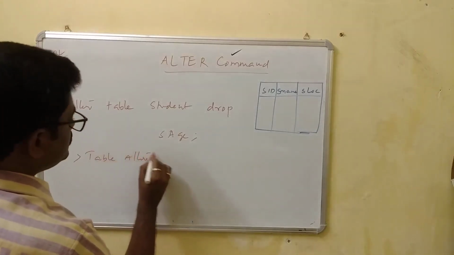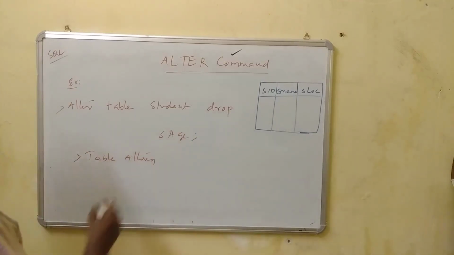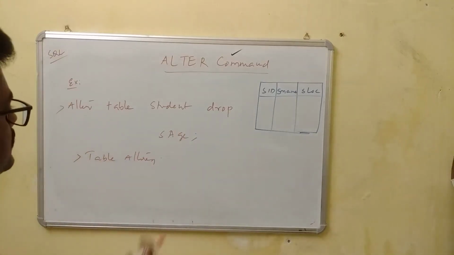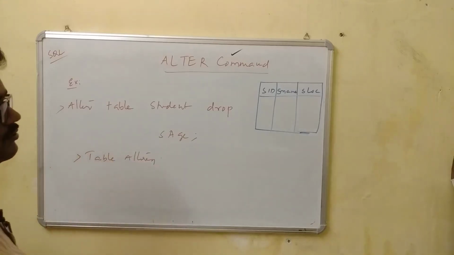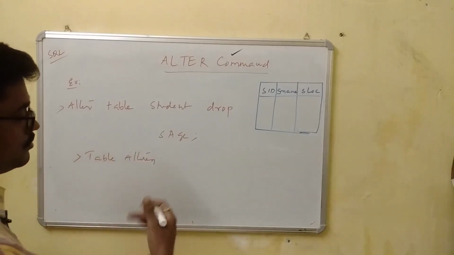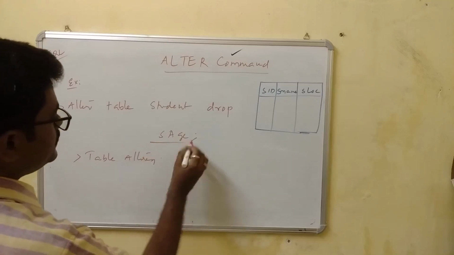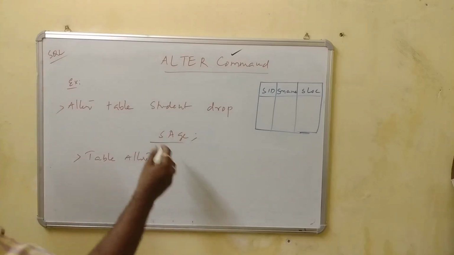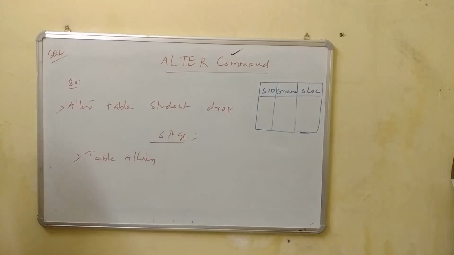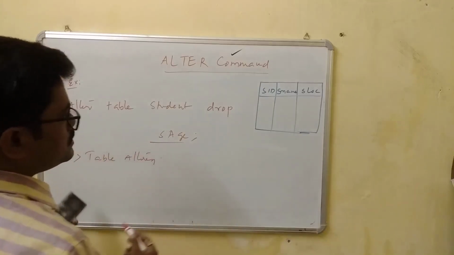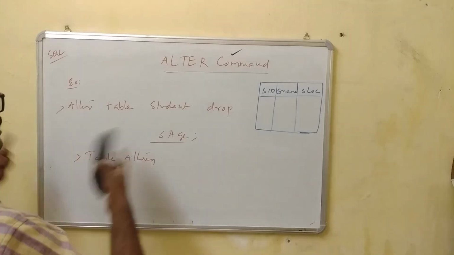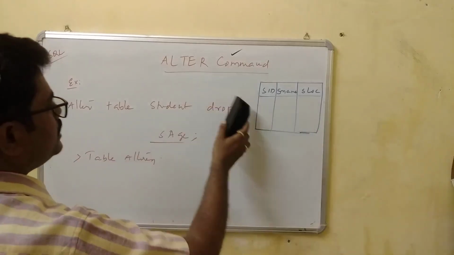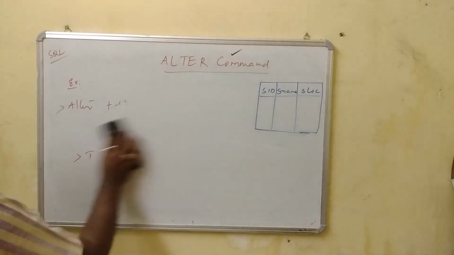Before this, 4 columns were there. After writing this query or alteration, 4 columns will go down to 3 columns because the alteration has been done. If you want to see this, we can go for describe, or we can use select star from table name. Likewise, we can delete any column in the table.